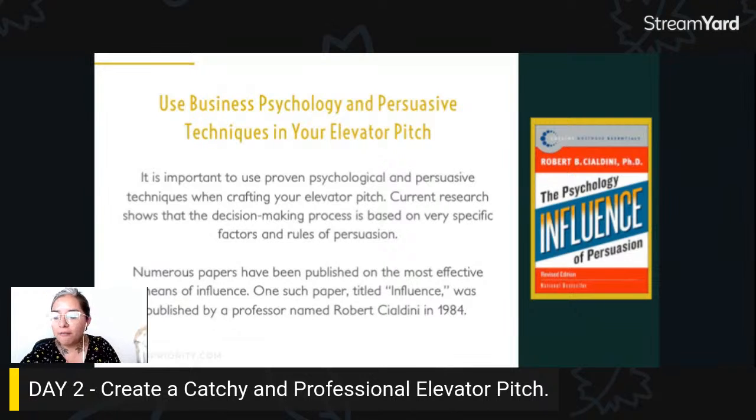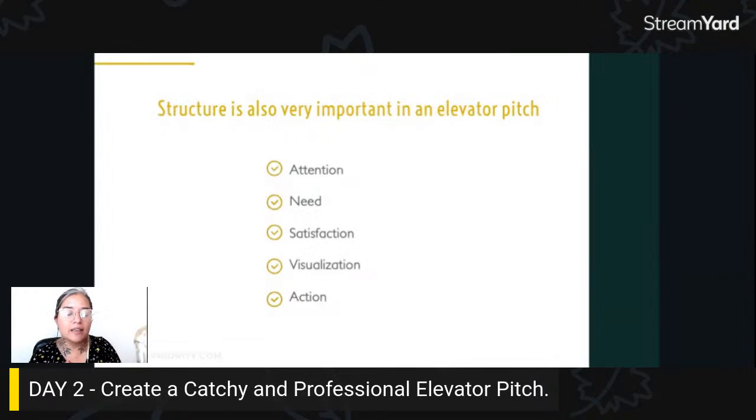Numerous papers have been published on the most effective means of influence. One of them is this book, okay? So take a look at it, try to find it on Amazon or Audible or wherever it is possible. If there's anyone here who has read this book, just let us know about it because it's just great. Tell us about your experience reading the book.